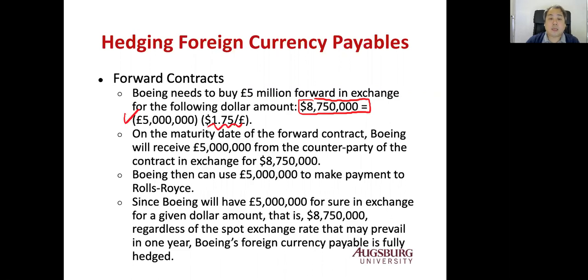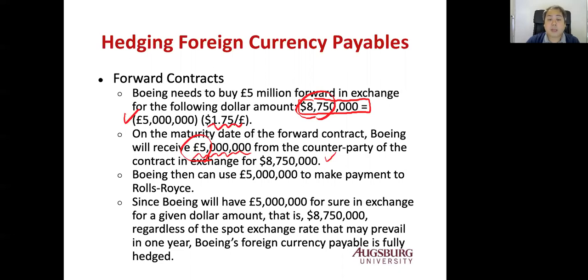And on the maturity date of the forward contract, Boeing will receive these 5 million pounds from the counterparty of the contract in exchange for $8.75 million. So what you do is you pay this 8.75 million and receive 5 million pounds. Boeing then can use this 5 million to make a payment to Rolls-Royce.